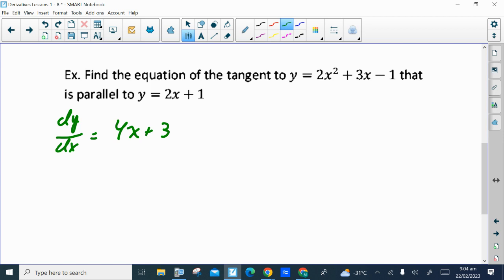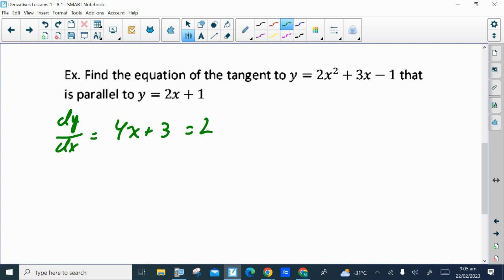We need to figure out at what point along the curve our tangent line will have a slope defined by 4x plus 3, but where on the curve will that tangent line have a slope of 2? Normally we would use this expression to find the slope of the tangent, but in this case, because our line is parallel to the line y equals 2x plus 1, it would have the same slope as that line, and that line has a slope of 2. It is in slope-intercept form.